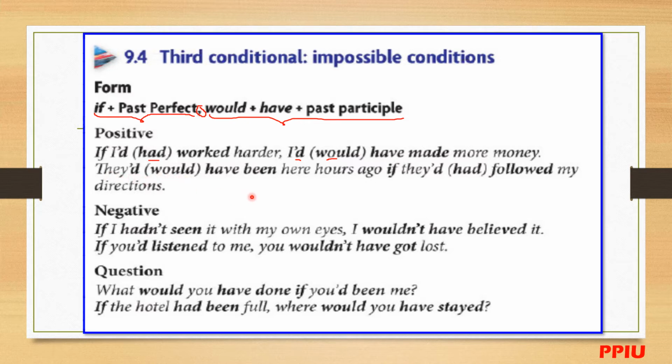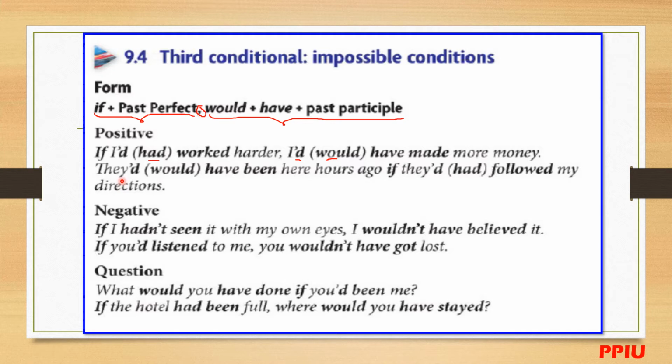They would have been here hours ago if they had followed my direction. Not far different in here, right? But in this one, they should convert it from the would clause to the beginning and the if clause at the end. So the different thing in here: this one needs a comma, this one needs no comma, right?